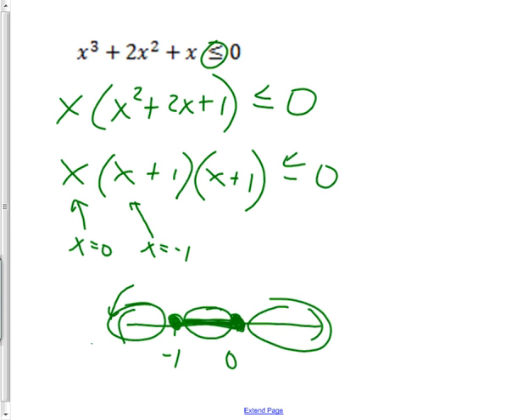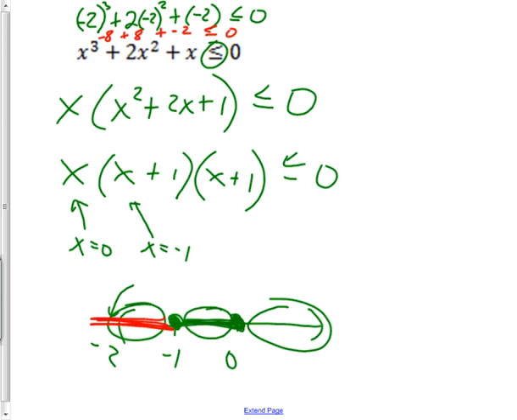I'm going to try -2. Let's see if it works. -2 cubed plus 2 times -2 squared plus -2 is less than or equal to 0. The first part comes out to -8. That becomes 4 times 2 is 8 plus -2. And then the first 2 cancel, makes 0, so it's -2 is less than or equal to 0, and it works. So it works here also.